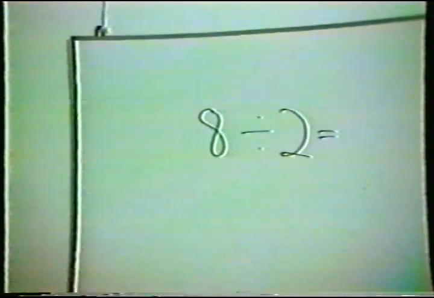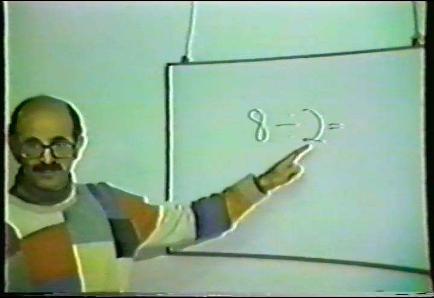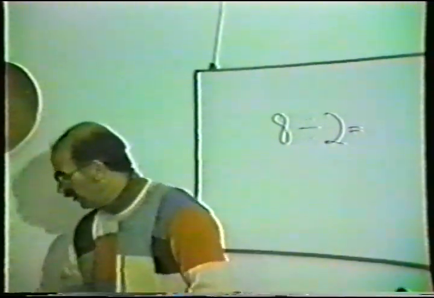This is read 8 divided by 2. Well, I have 1, 2, 3, 4, 5, 6, 7, 8 Australias, and I would like to divide them between myself and Andrew. All right, we have 8 to divide between 2 people.